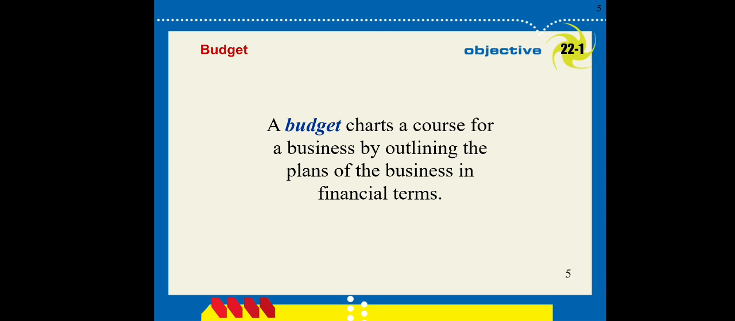First, look at this. This is the simple definition for budget. A budget charts a cost for business by outlining the plans of the business in financial terms. So, the first thing that you can see in this definition is a budget is a plan. A business prepares a plan for its future. And the second thing is the budget is in financial terms. Most of the time, the budget is in dollars and cents.